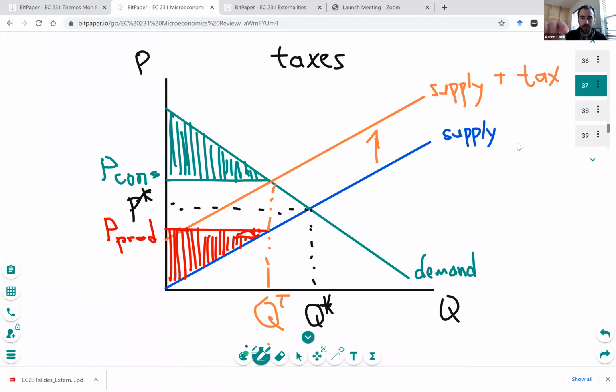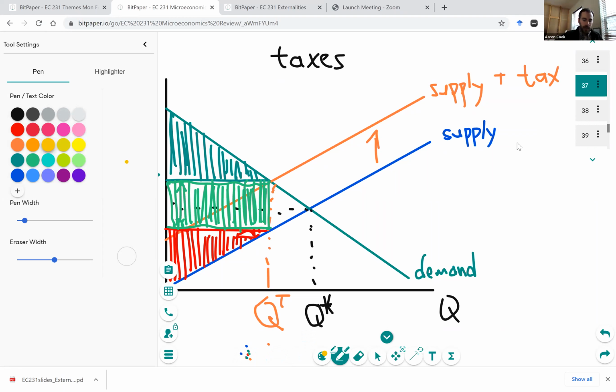There's an area in the middle which is equal to the tax revenue. So if the per unit tax is equal to the difference between P cons and P prod, so it's sort of the height of this rectangle between P prod and P cons. That's the per unit tax, and the government collects that per unit tax for every unit of good that's sold. And so the total tax revenue is equal to that green rectangle in between the producer and consumer surplus.